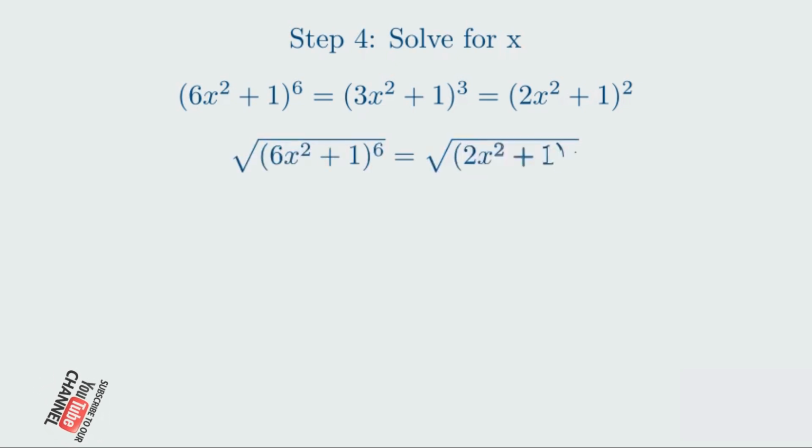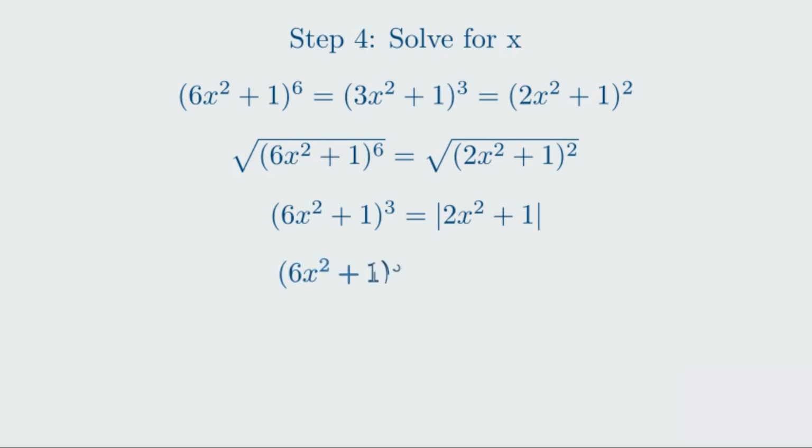This gives us (6x squared plus 1) cubed must equal the absolute value of 2x squared plus 1. Since x is a real number, x squared is non-negative, therefore 2x squared plus 1 is always positive, so its absolute value is just itself. This simplifies to (6x squared plus 1) cubed equals 2x squared plus 1. It's also true that (3x squared plus 1) cubed equals (2x squared plus 1) squared.